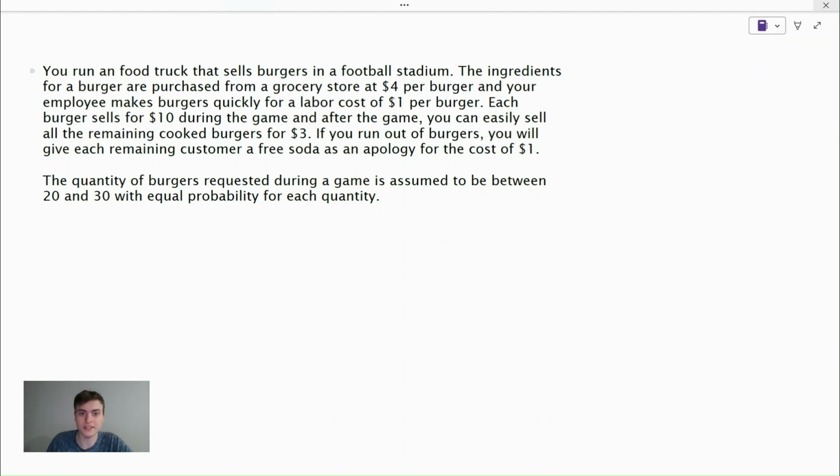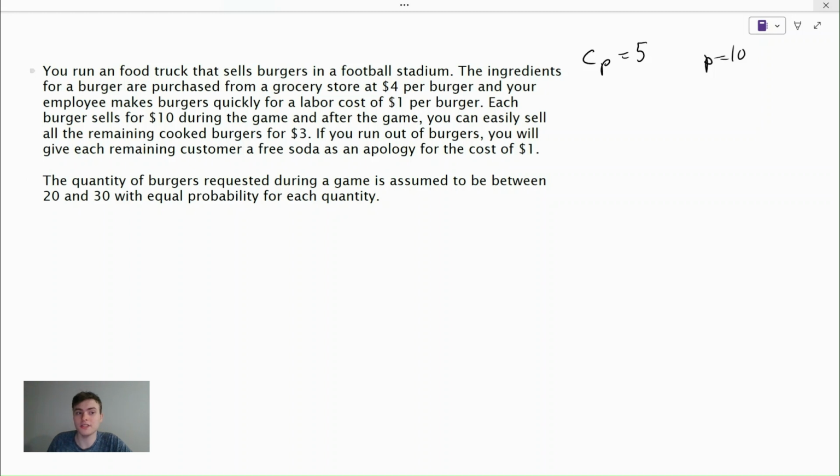So reading a word problem is not too difficult, right? The ingredients and the labor both go into the cost of producing a unit, right? So we have CP equals 4 plus 1 equals 5. And then each burger sells for $10 during the game. So that would be P equals 10. During the regular period, we're selling it for $10. After the game, you can easily sell all the remaining cooked burgers for $3.